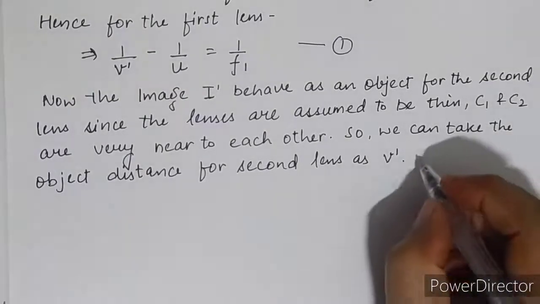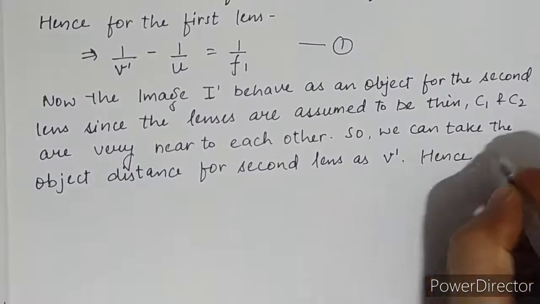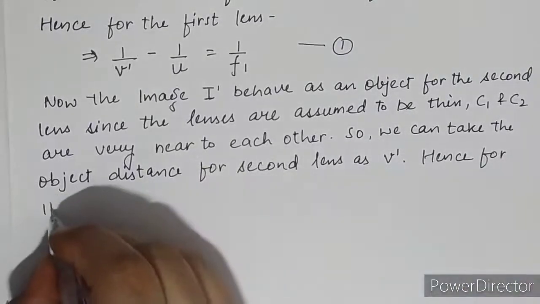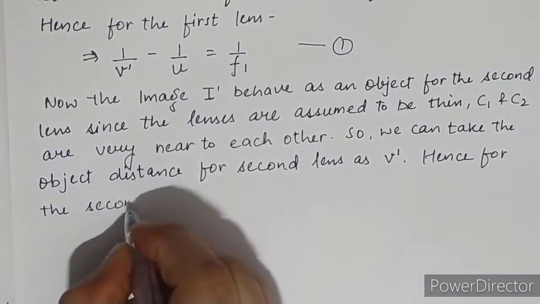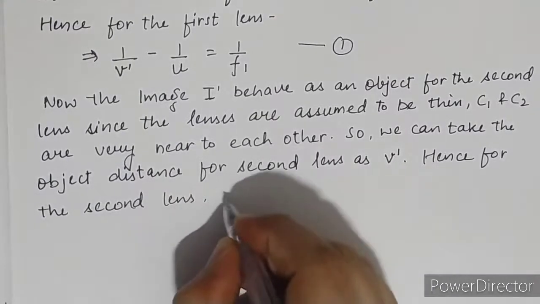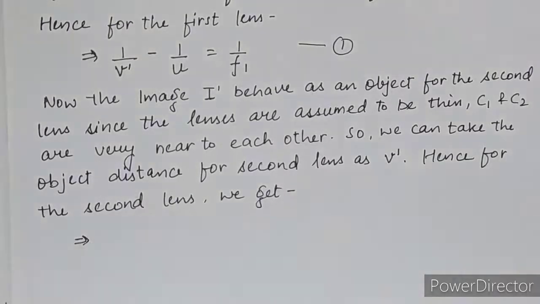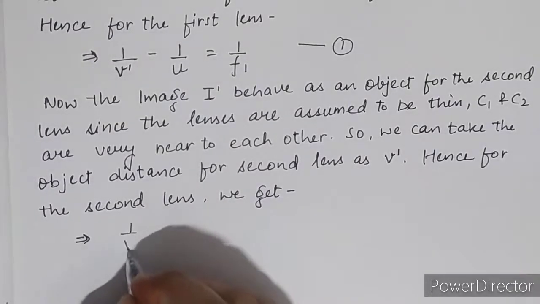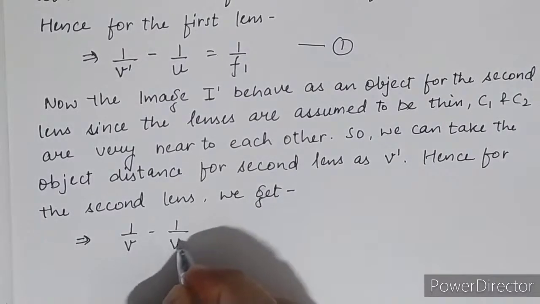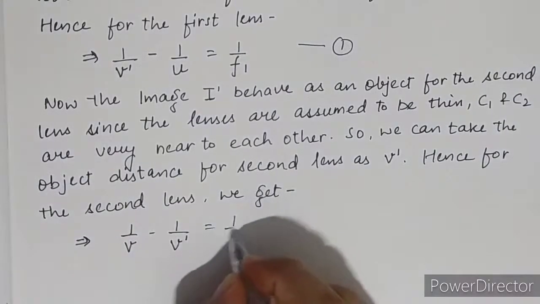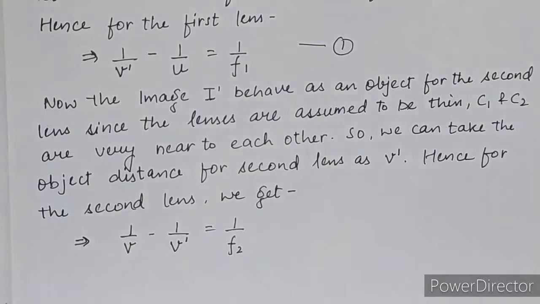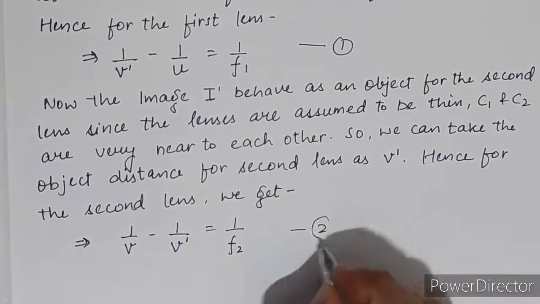Okay. So, now here beta, for the second lens we get, what is the formula beta? 1 upon V minus 1 upon U is equal to 1 upon F. So, 1 upon V minus 1 upon U, where U will be V dash, and F here will be the focal length of the second lens. Okay. So, this will be equation number 2.